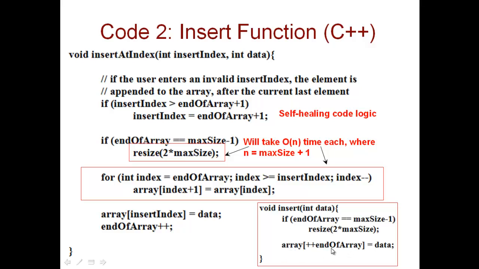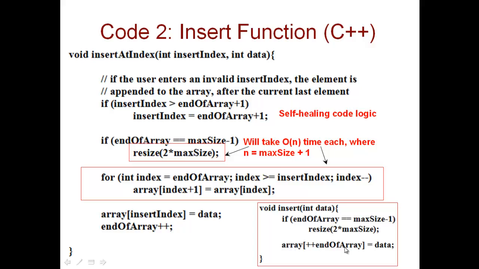Now this is called pre-increment and this is called post-increment. So here I really add the value to the array at insert index and then simply increment end of array by 1. Here I don't want to, because I don't have an insert index. The only way I can really insert the data is using the end of array itself. So end of array needs to be first incremented and then you add the value to that index, and that's what I am doing here.